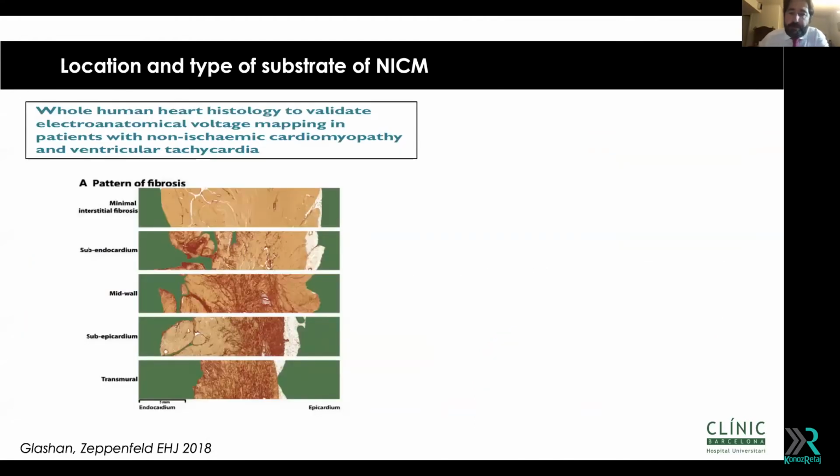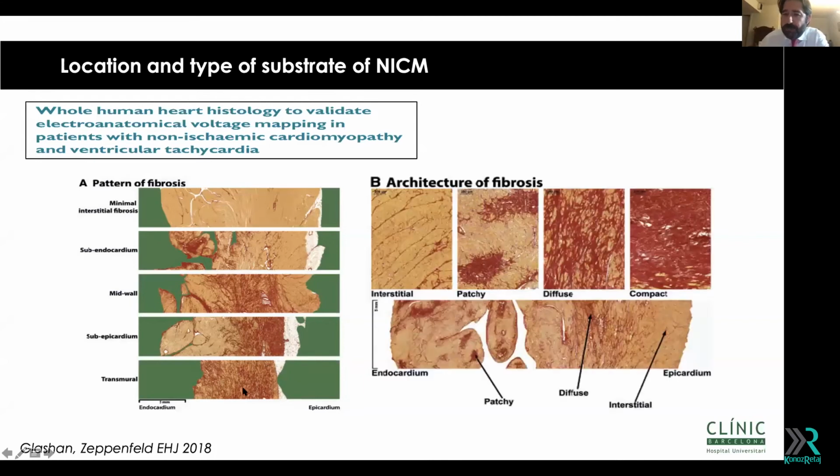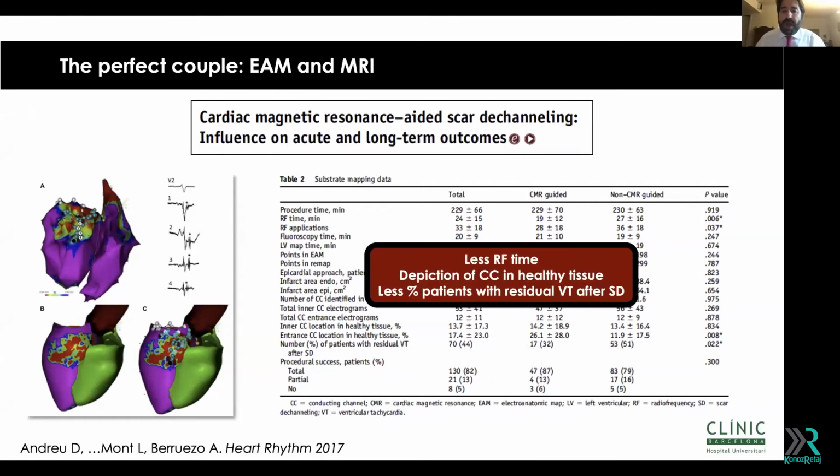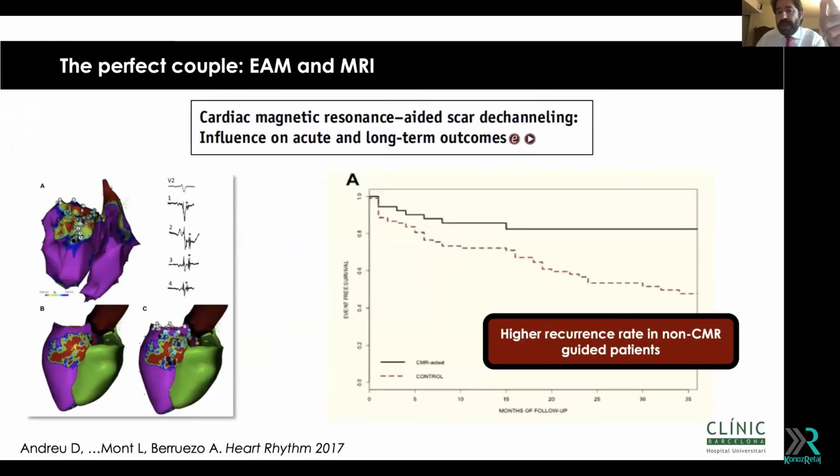Even more in the pure idiopathic non-ischemic cardiomyopathy, the pattern of fibrosis can be very different. It can be subendocardial, midwall, subepicardial, or transmural. It can be diffuse, patchy, whatever. So MRI will help us a lot with this substrate. And actually, why do you have to choose between MRI and high density mapping? If you combine both, you will have less radiofrequency time, fewer patients with residual VT, and higher success in the follow-up.